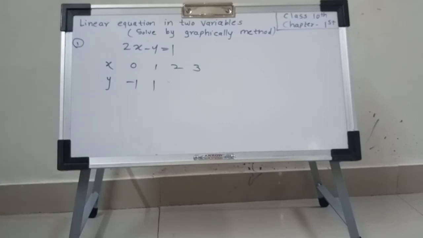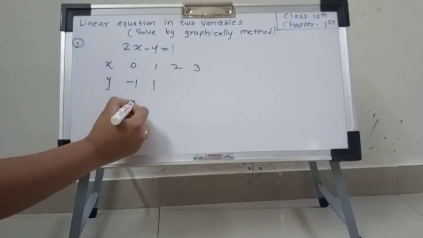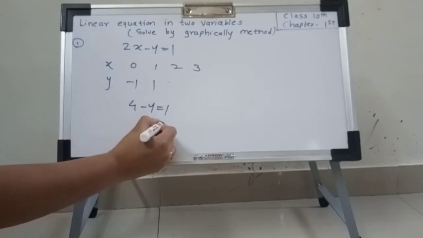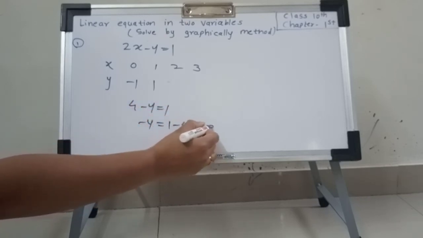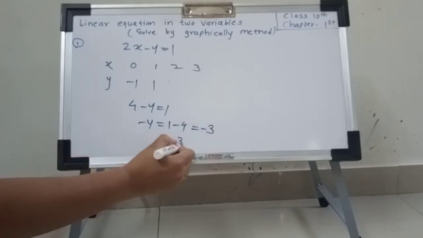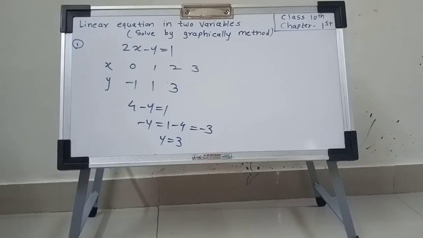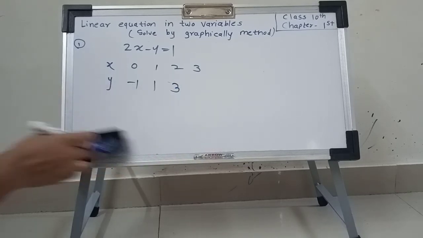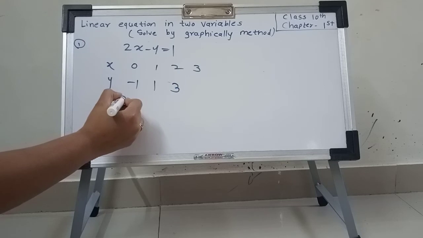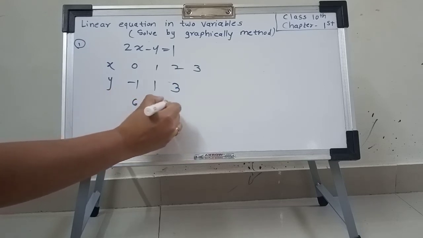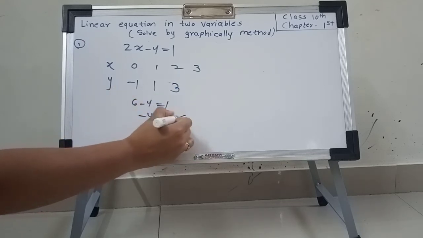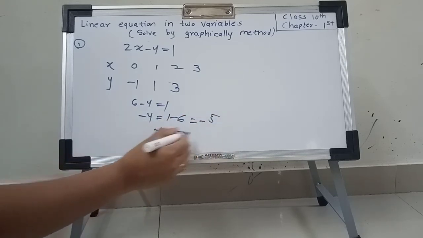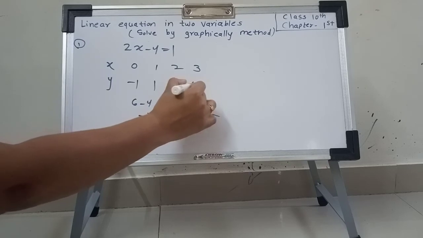For third value, x is equal to 2. 2 2s are 4, 4 minus y is equal to 1, minus y is equal to 1 minus 4 is equal to minus 3, means y is equal to 3. When x is equal to 2, y is equal to 3. When x is equal to 3, 2 3s are 6, minus y is equal to 1, minus y is equal to 1 minus 6 is equal to minus 5. y is equal to 5.